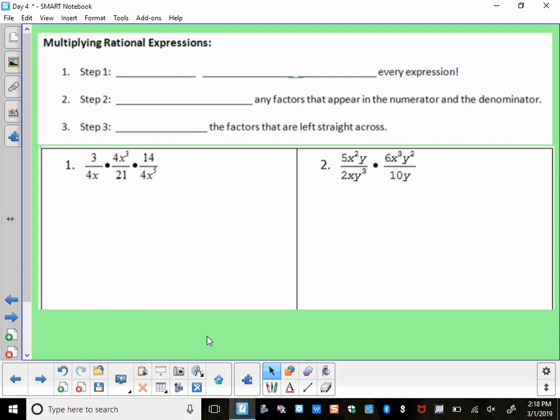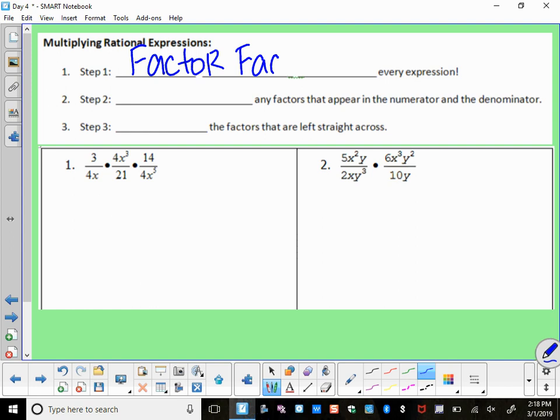All right. So, multiplying rational expressions. What we're going to do first is we want to factor, and I wrote it 3 times just so you knew how important it was. You want to factor, factor, factor every expression.